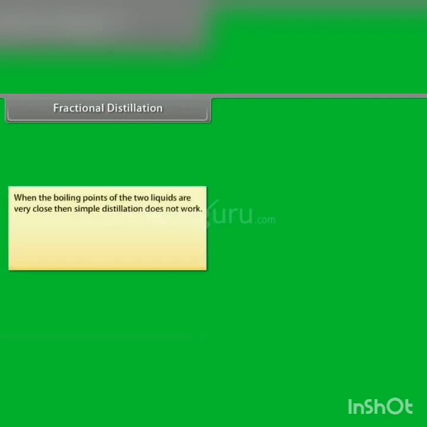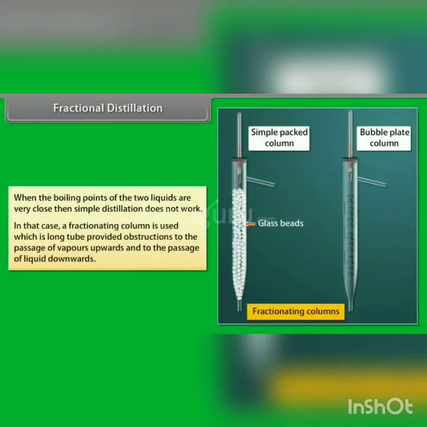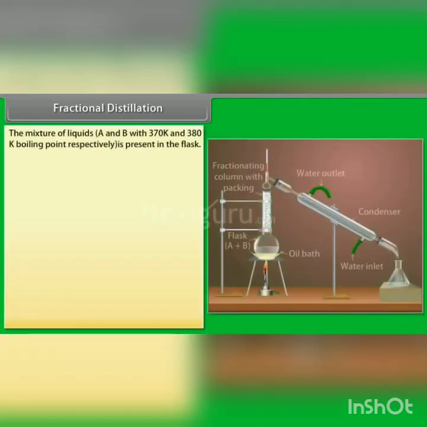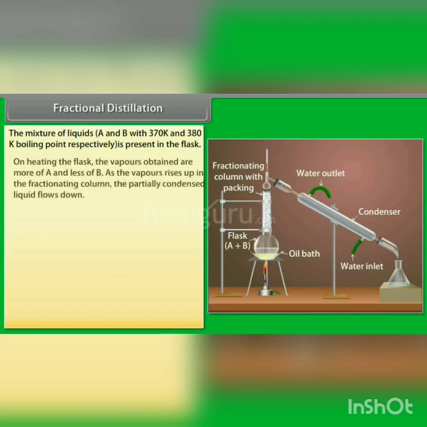When the boiling points of the two liquids are very close, then simple distillation does not work. In that case, a fractionating column is used, which is a long tube that provides obstructions to the passage of the vapors upwards and to the passage of liquid downwards. The mixture of liquids A and B with 370 Kelvin and 380 Kelvin boiling points respectively is present in the flask. On heating the flask, the vapors obtained are more of A and less of B.